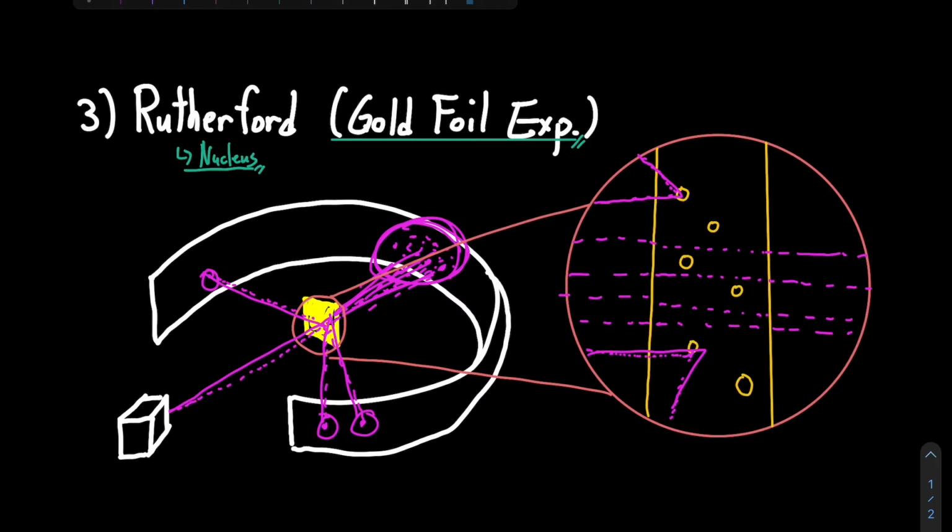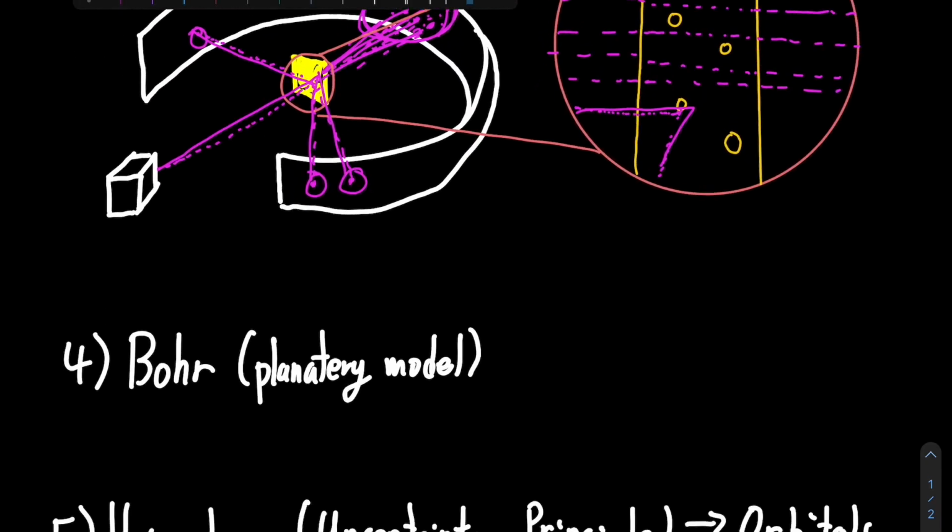Through this he found out the nucleus was very dense but also very small, because only a very small percentage of alpha particles would bounce off. And he showed that although the nucleus of an atom was very small, it was very dense due to the fact that it was able to bounce off these alpha particles.